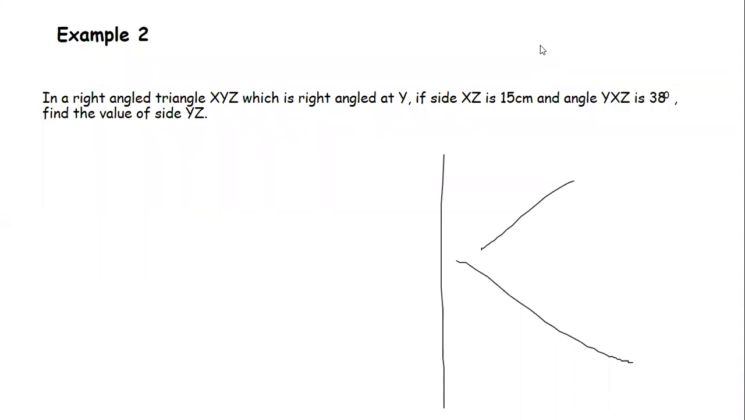So we were told that there is a right-angled triangle XYZ, which is right-angled at Y. That implies that if we draw the triangle, our right angle will be at Y. Then we are also told that in the right angle triangle, side XZ is 15 centimeters.